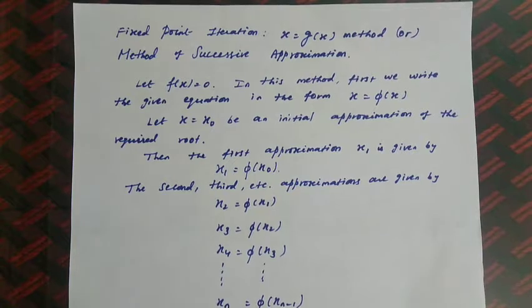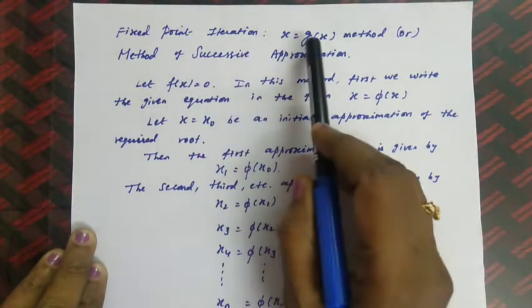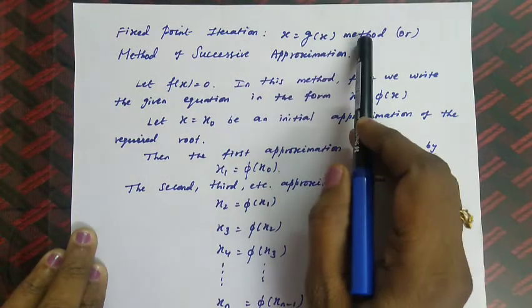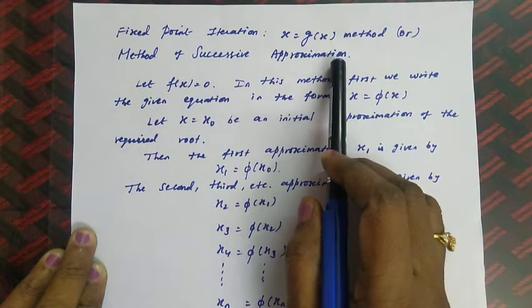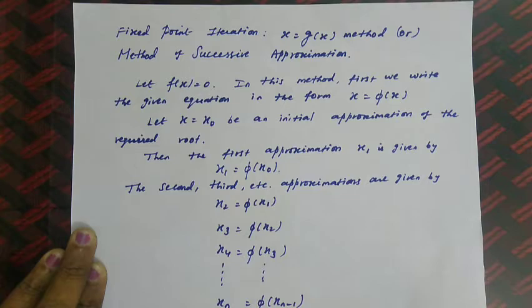Welcome to the lecture series of numerical methods. Today we are going to discuss fixed point iteration. This method can be called the method of successive approximation. So fixed point iteration, the form is x equal to g of x method, or method of successive approximation. So what is the procedure under fixed point iteration, how to do the problem?